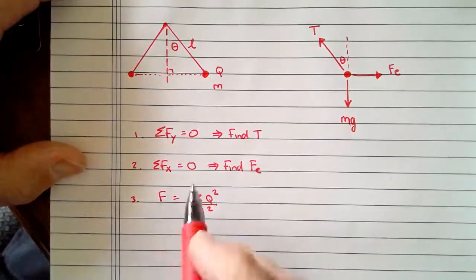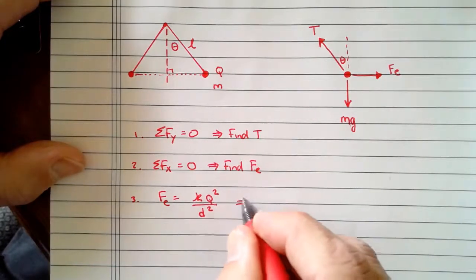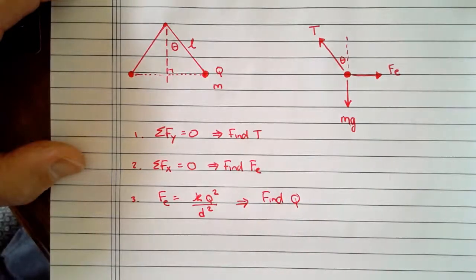Then you know the electric force from step 2. You know k because it's a constant. You know the distance between them in meters. You can solve for Q. And so there you go. You can find the electric charge Q on one of the two charges. And since they're identical, you know both of them in that case.